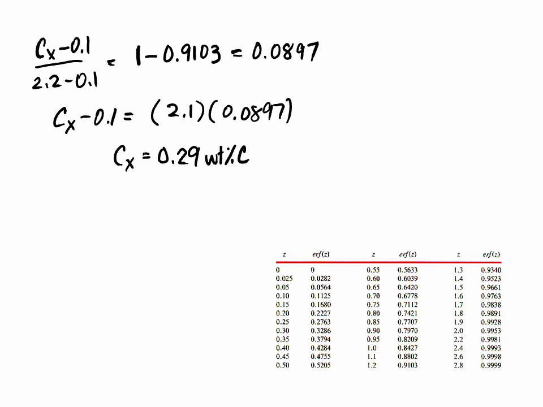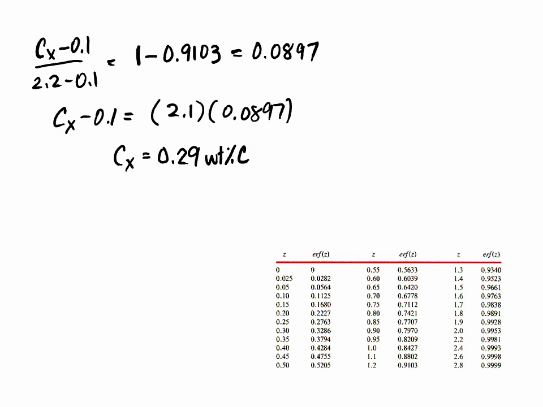So that's a problem as given. My answer is that the surface concentration 2 millimeters below the surface is 0.29 weight% carbon. Remember, the base concentration was only 0.1, so we've increased the concentration of carbon substantially.